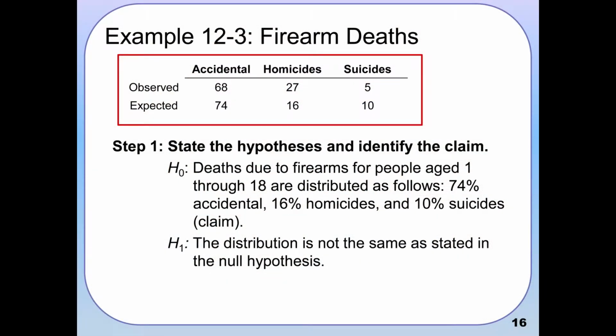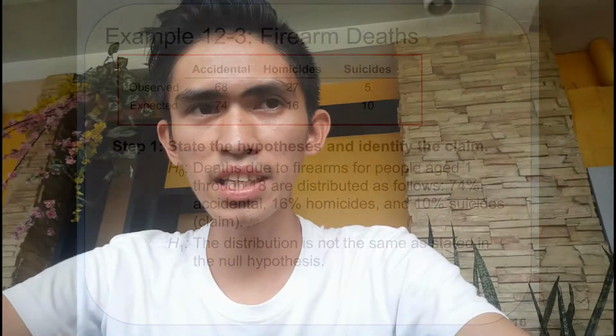In the table, they have observed, then expected. The expected is equal to 100%. Then the observed: 68, 27, and 5. Then step 1, state the hypotheses and identify the claim.